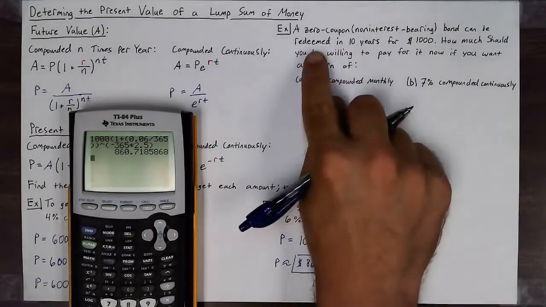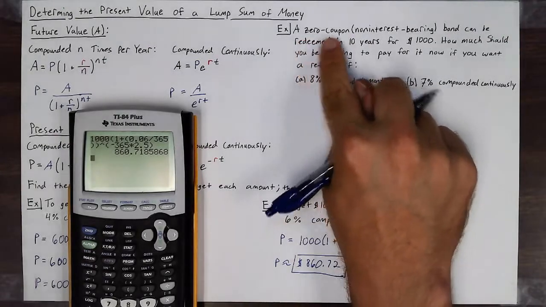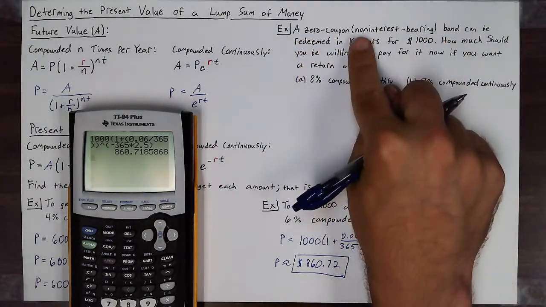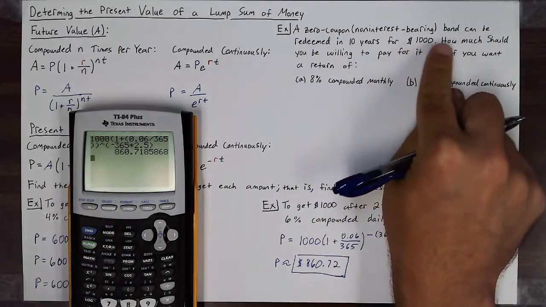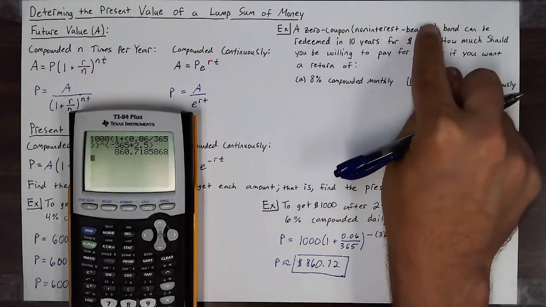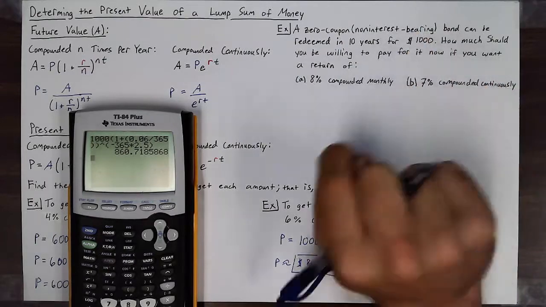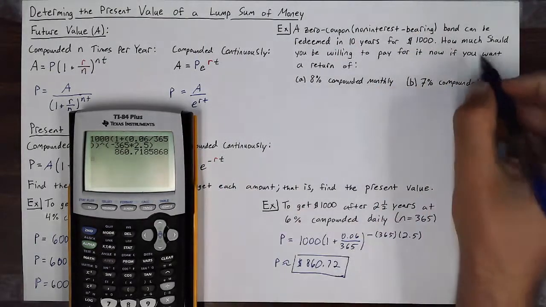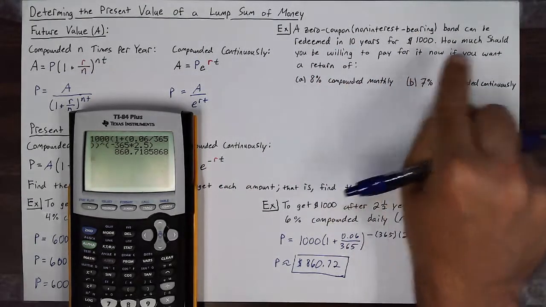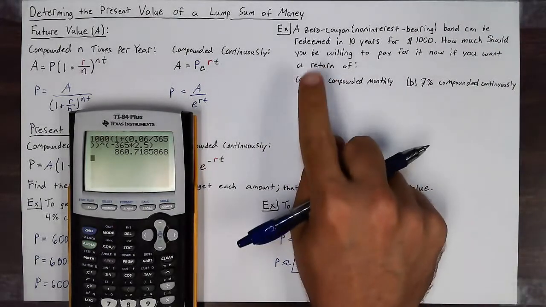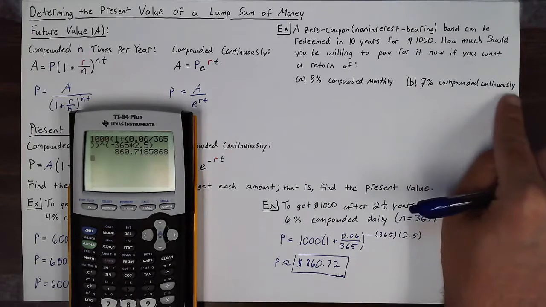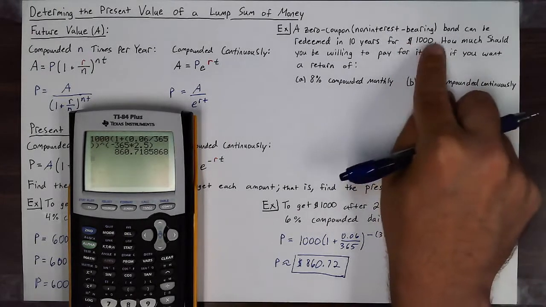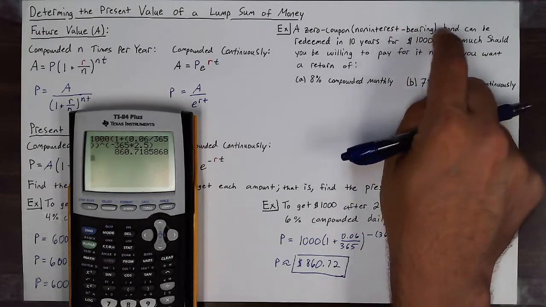Now, where this can really come in handy is if you're given a zero coupon bond. That just means a non-interest bearing bond that can be redeemed in 10 years for $1,000. Non-interest bearing means it's going to stay worth $1,000 after 10 years. How much should you be willing to pay for it now if you want a return of 8% compounded monthly or 7% compounded continuously? So let's say that 1,000 is the future value of that bond.